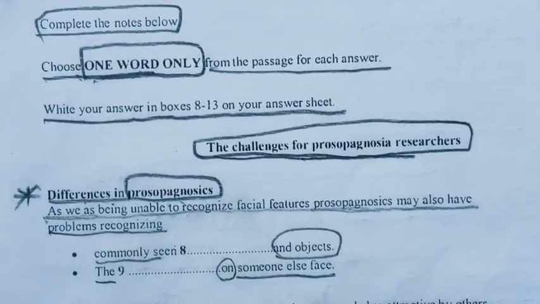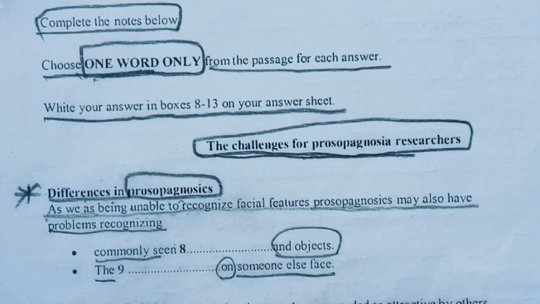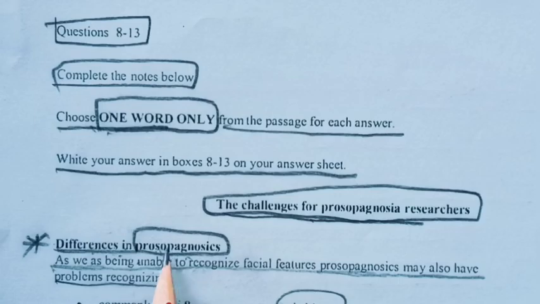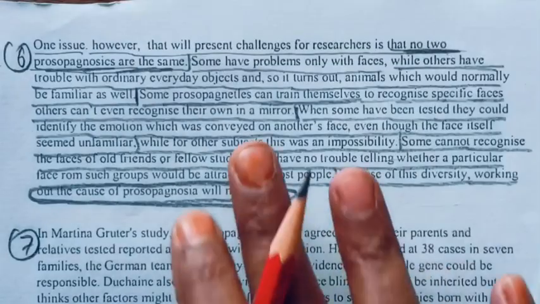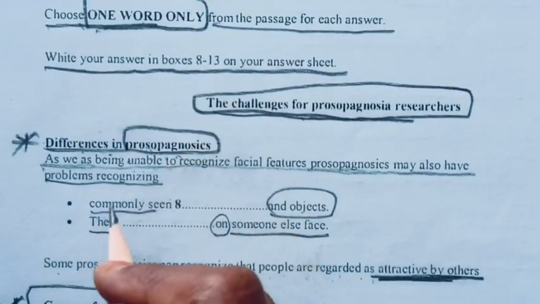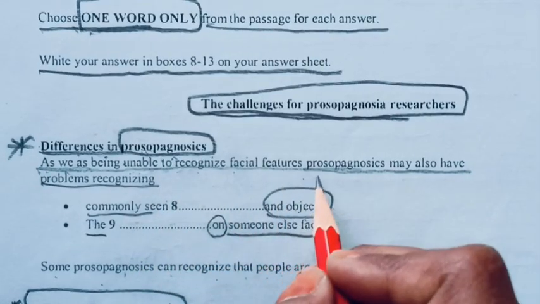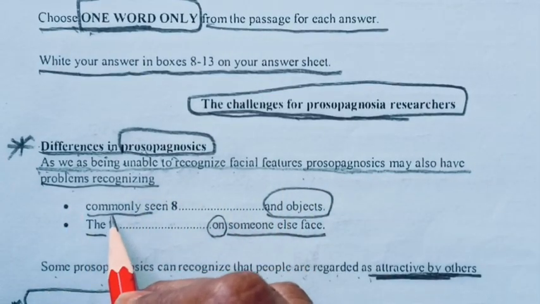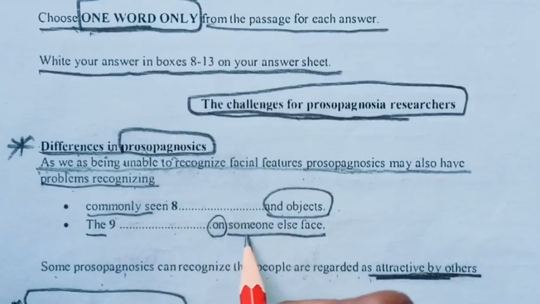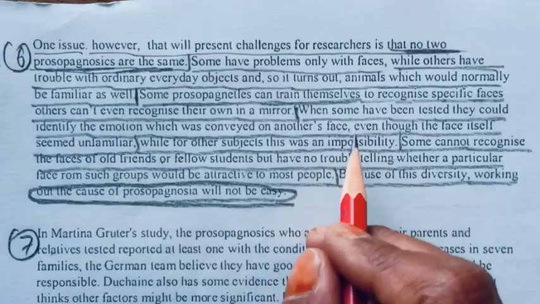Our other question type is complete the notes. So we will find our keyword, differences in prosopagnostics. We have just seen this in the same paragraph. Differences in prosopagnostics. As well as being unable to recognize facial features, prosopagnostics may also have problems recognizing commonly seen dash and objects and the dash on someone else's face. We have just seen this.